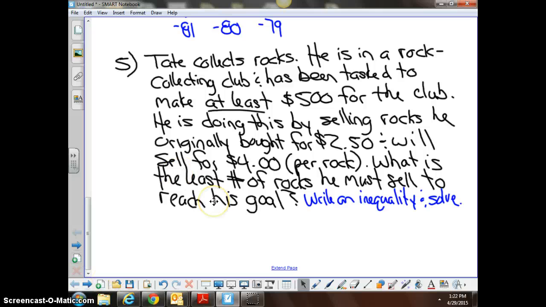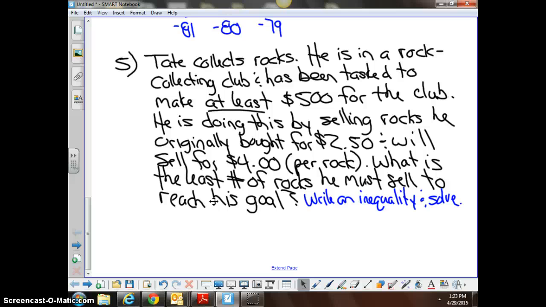Tate collects rocks. He's in a rock collecting club and has been tasked to make at least $500 for the club. He's doing this by selling rocks he originally bought for $2.50 and turns around and sells them for $4. That would be per rock. What is the least number of rocks he must sell to reach his goal? You need an inequality, and then you need to solve.